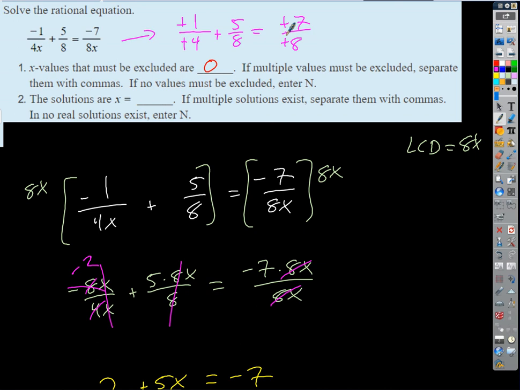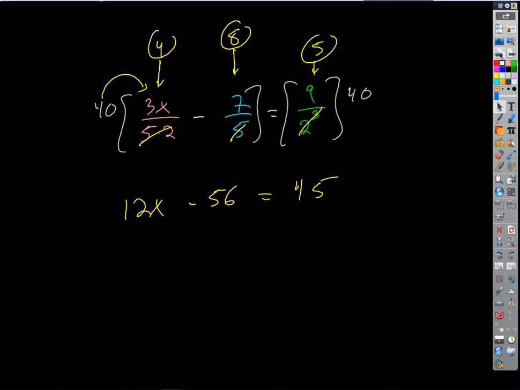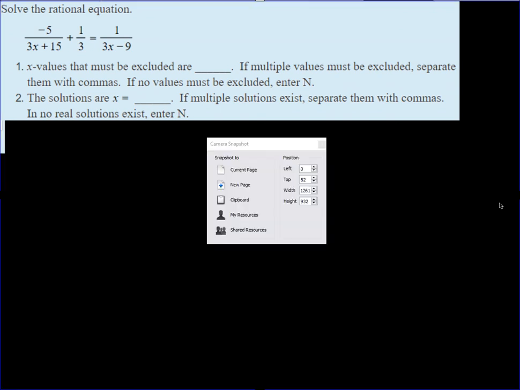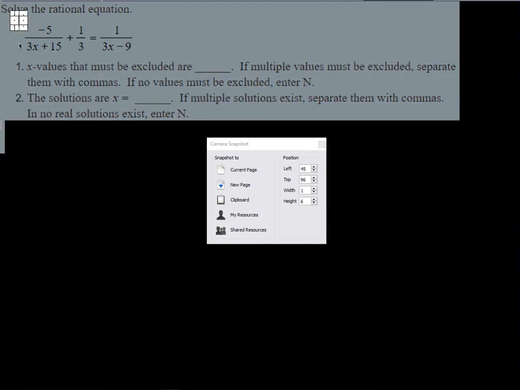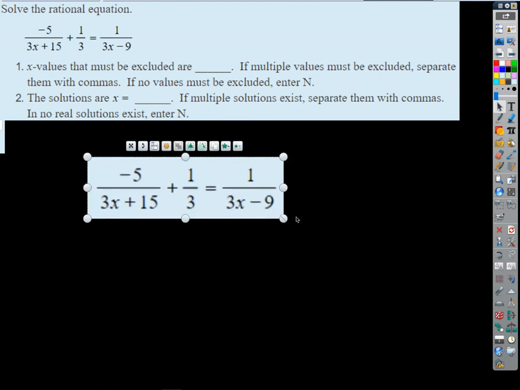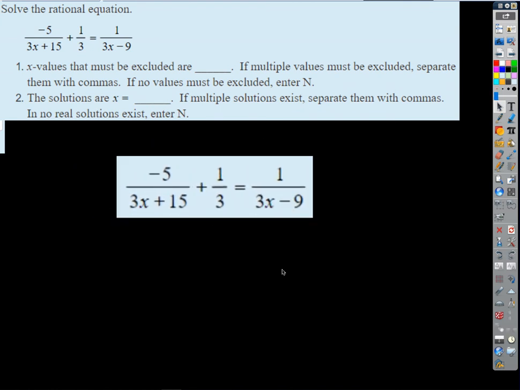All right. Let's try another one. Notice it's the same process we did here, only our LCD is going to have some variables in it too. Okay. So how about that one? Take a look at that. It's probably the first thing we want to do here.